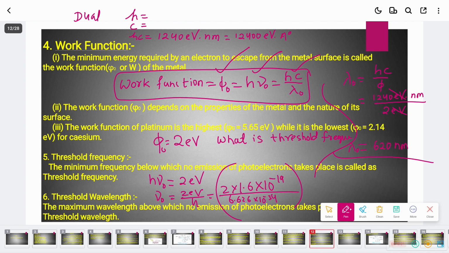The h value and c value will be given in the exam question paper. But what do we know? 6.6 into 10 to the power minus 34 joule second, and 3 into 10 to the power 8 meter per second. If you don't know, write it down. While doing dual nature, you must remember all this data and keep it in your brain. If you have not written it, write it in the Xerox somewhere. Understood? Work function, threshold frequency, threshold wavelength. I completed it.